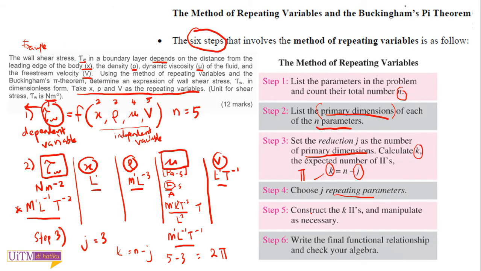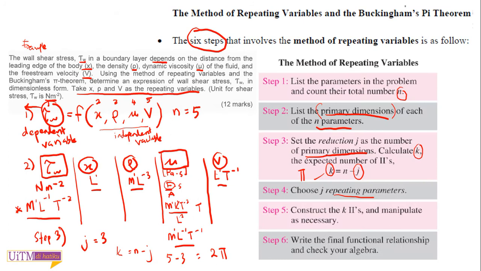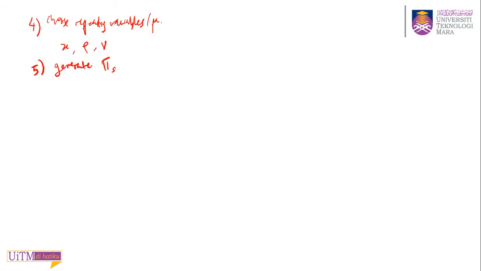So you have three repeating variables given to you, X, rho and V. So the other two, the tau and the mu, are your non-repeating variables. Okay. So that is step 4. And step 5 is to generate your pi. Construct the k or the pi. Okay, generate pi. So we have 2 pi's. We calculated in step 3, N minus J, so 5 minus 3 is 2. So we will generate 2 pi, pi 1 and pi 2.